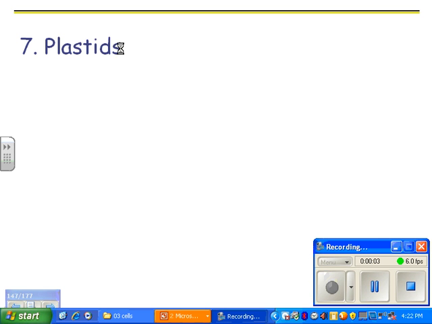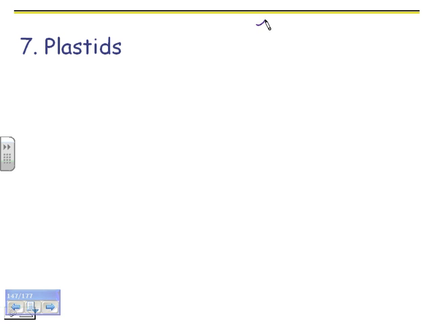Plastids. Plastids are things like chloroplasts, and they're found in anything that's photosynthetic that's not a bacterial cell. So let's look at all living things. Let's look at life. If you look at living things, there are prokaryotes and eukaryotes.